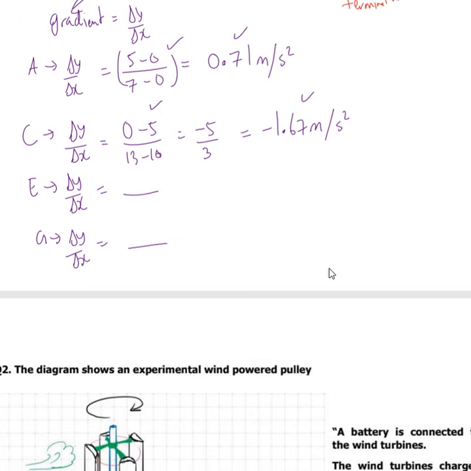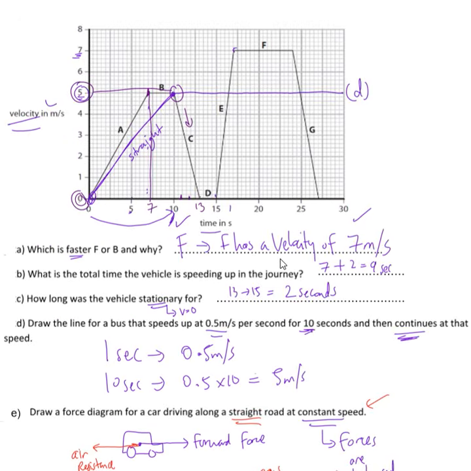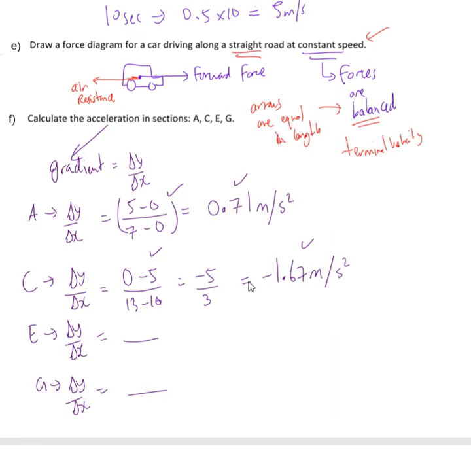Now next one again we do E. E is the same thing, so E goes 15, 16, 17, and it goes all the way to 7. So therefore it is going up. So therefore 7 take away 0, 17 take away 15. Okay, so we just do the maths. So this will give me 3.5 meters per second squared. Again, 2 marks. So this is 1 and this here is a second mark.